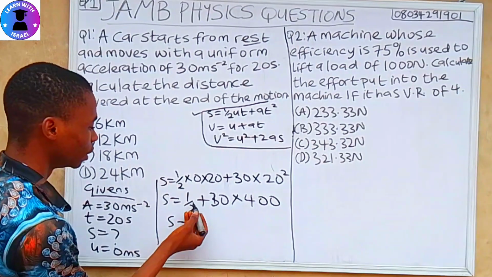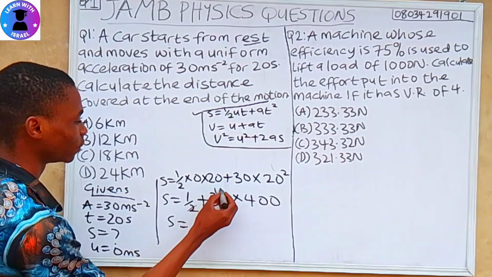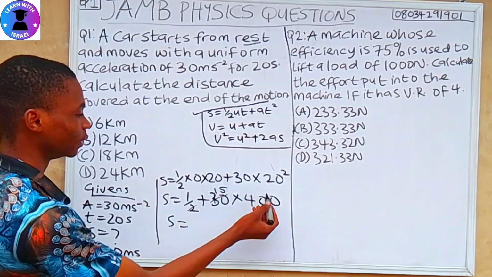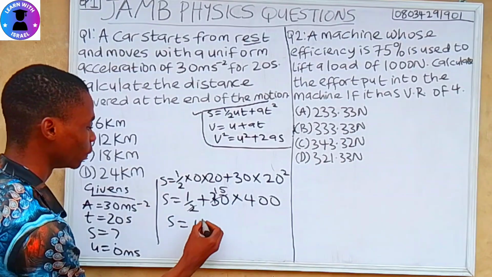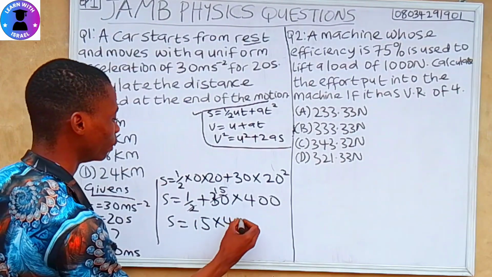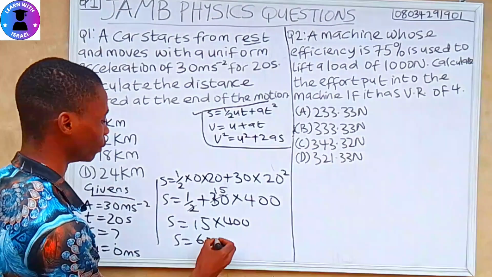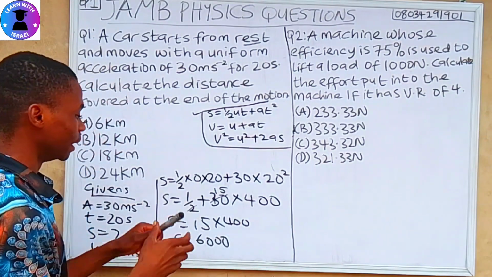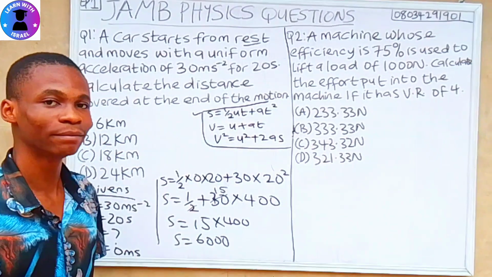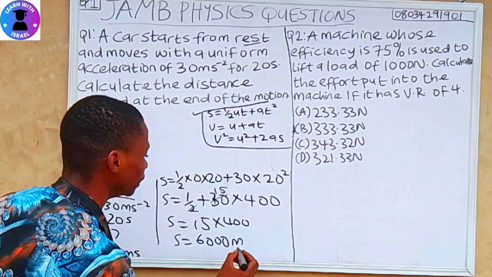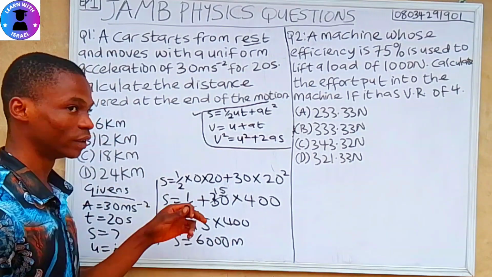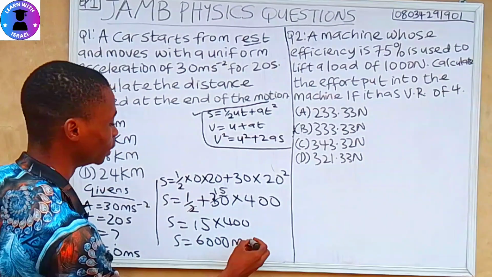So S equals half of 30, which gives us 15. We are now left with 15 and 400. So 15 multiplied by 400 is 6,000. We can't leave it like that. The unit of distance is meter, so we add the unit here. So we have 6,000 meters.